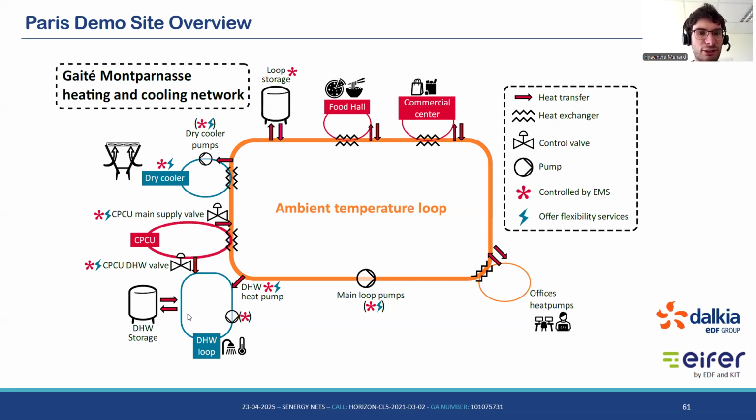It's the opposite of the dry coolers. So when the temperature gets too low, then we can use this connection to the district heating network of Paris to get some extra energy in the system. And we also have a demand of domestic hot water with heat pumps in order to reach the temperature that is needed for the domestic hot water.